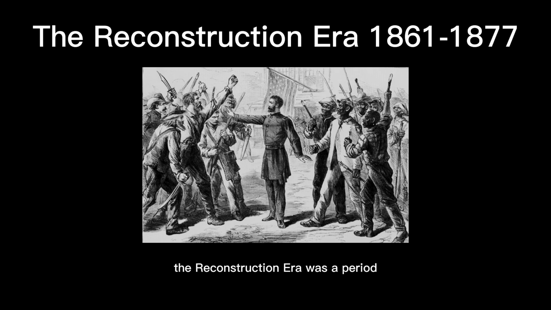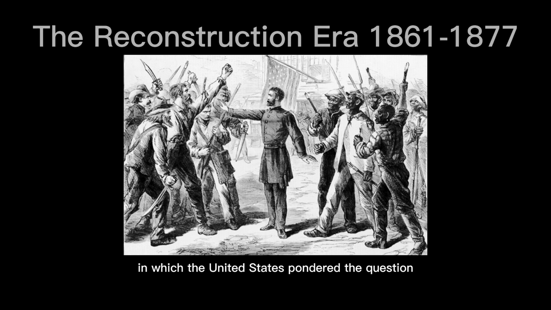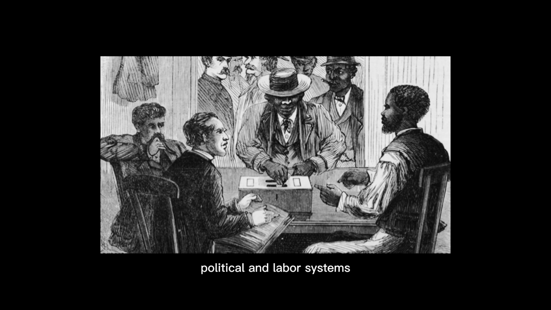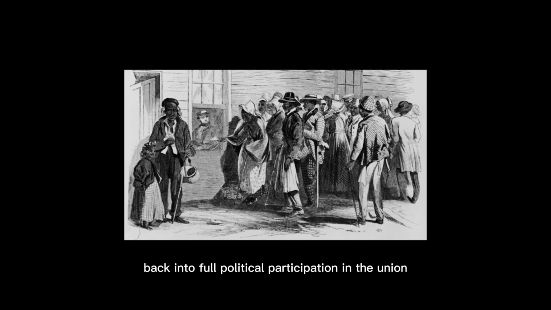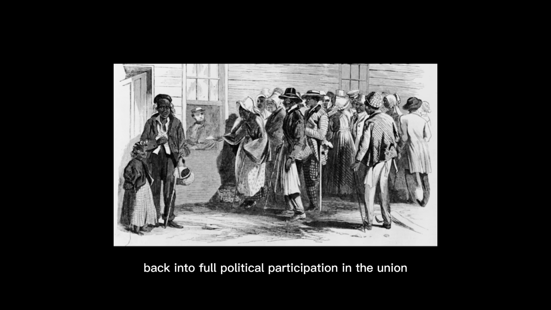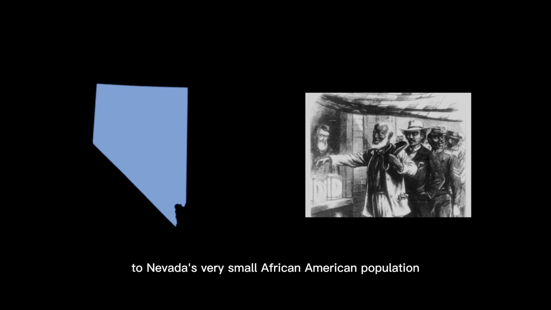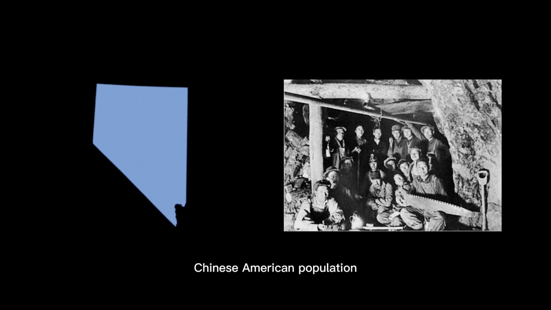The Reconstruction era was a period in which the United States pondered the question on how to integrate millions of newly freed African Americans into social, political, and labor systems. It was also a time of incorporating the southern states back into full political participation in the Union. However, in Nevada, Reconstruction was somewhat non-existent. One thing they did do during this time was extend suffrage to Nevada's very small African American population, but opposed voting rights to the state's much larger Chinese American population.